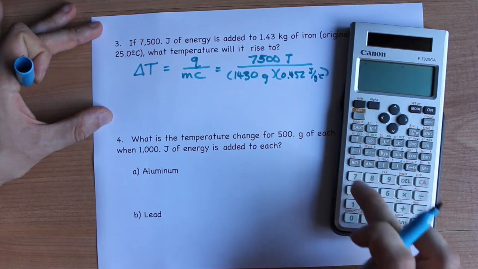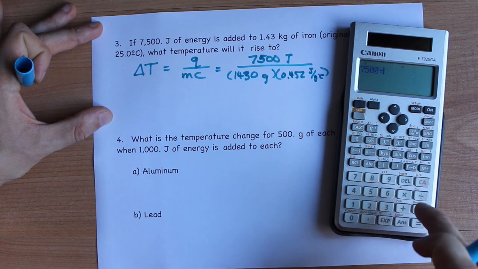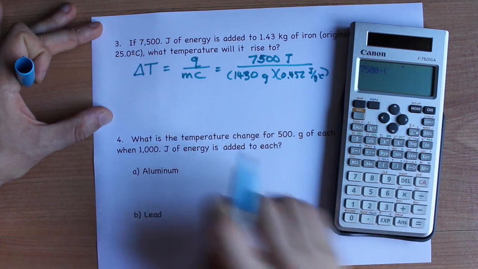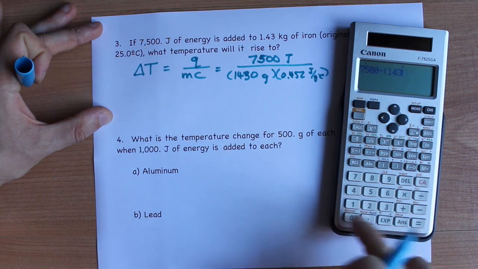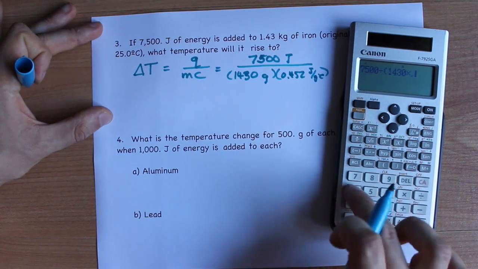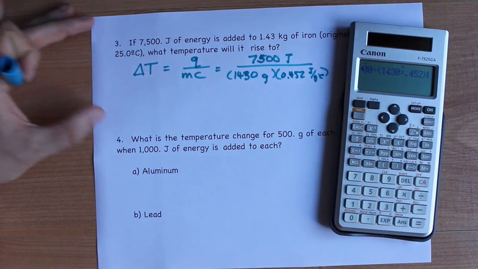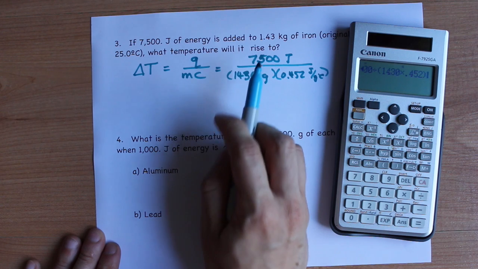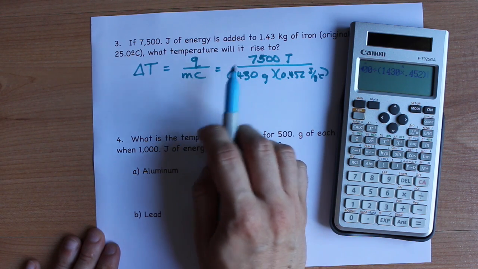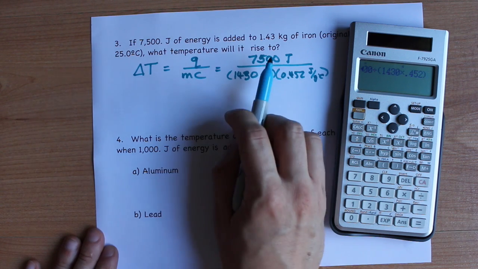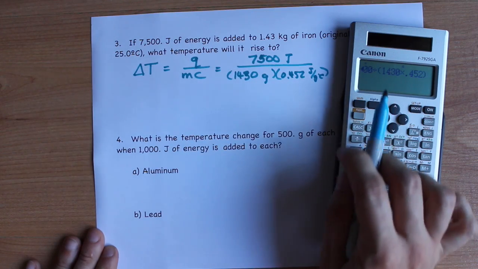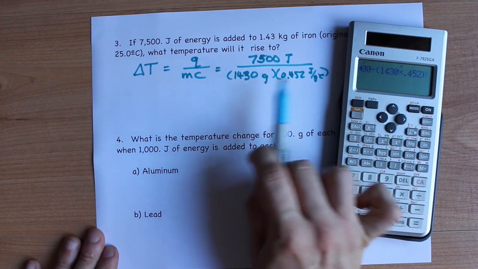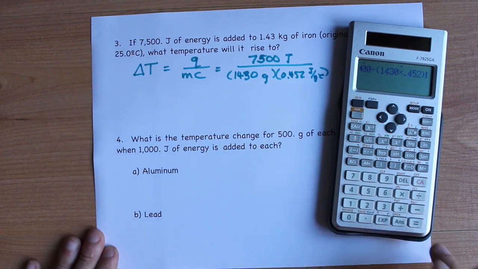Let's do the calculator. 7,500 divided by, I'm going to do this another way for you. I'm going to put the denominator in brackets and do 1430 times 0.452 in brackets there. You might have noticed on the last one, I did the numerator divided by this number, then also divided by this number. That's like me distributing the divided sign through the bracket. But what matters here is that these two get multiplied together, and then you do the division.